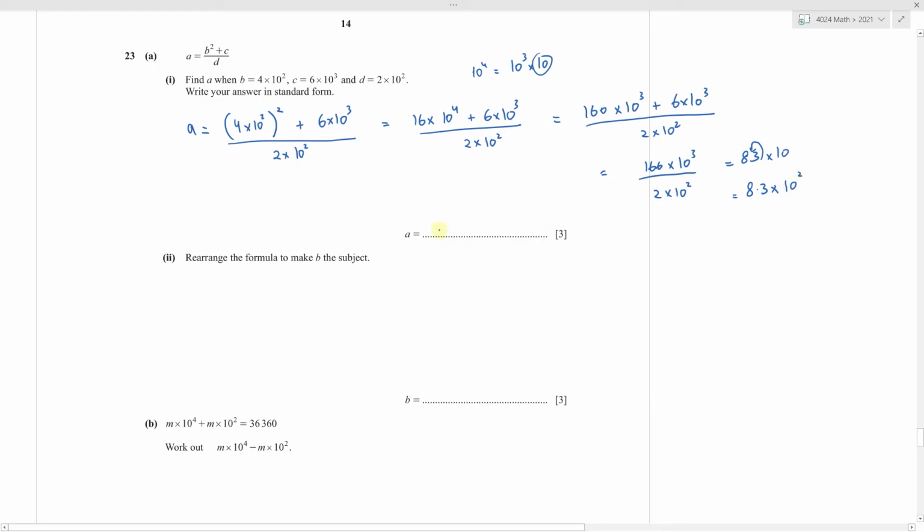So this will become 10 power 2. So 8.3 into 10 power 2. Rearrange the formula to make B the subject. So you have A equals B square plus C over D.